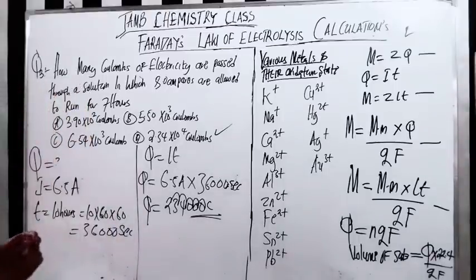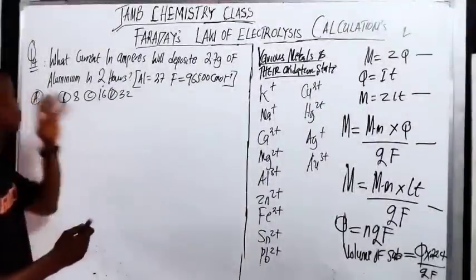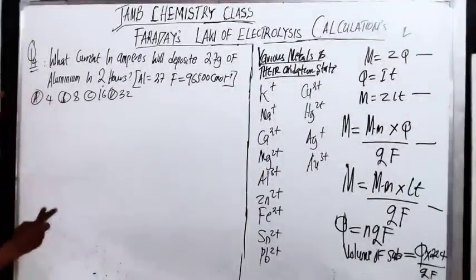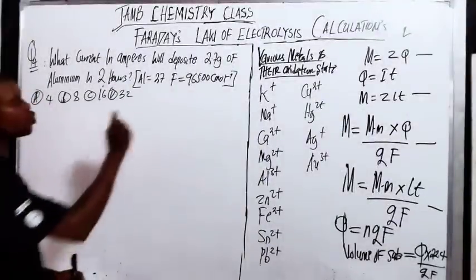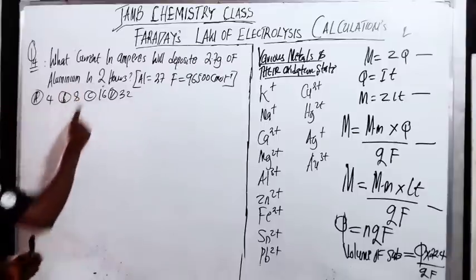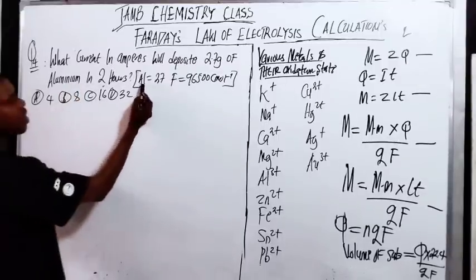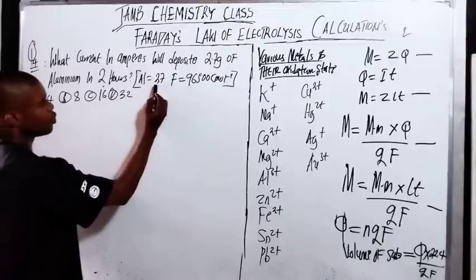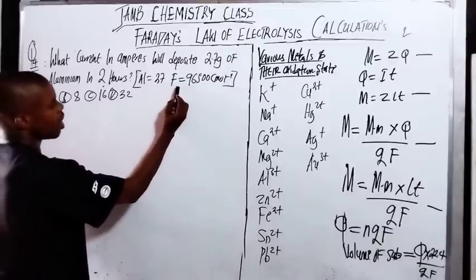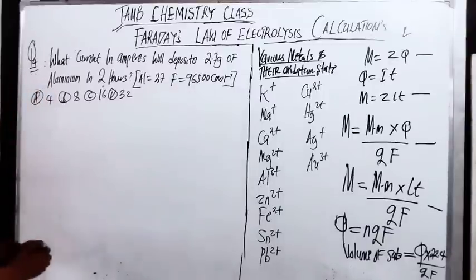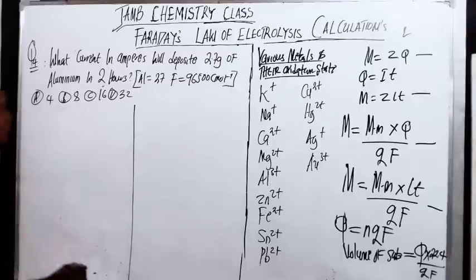So now let's look at question 4. What current in amperes will deposit 2.7 grams of aluminum in 2 hours? Here we have the atomic mass of aluminum, which is 27, and here we have the Faraday constant, 96,500. So let's solve this question.